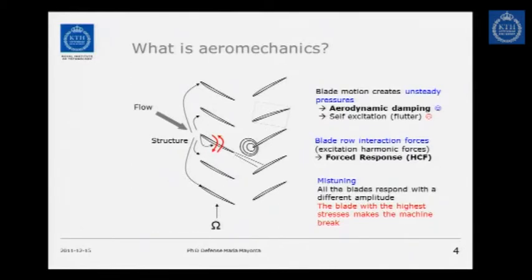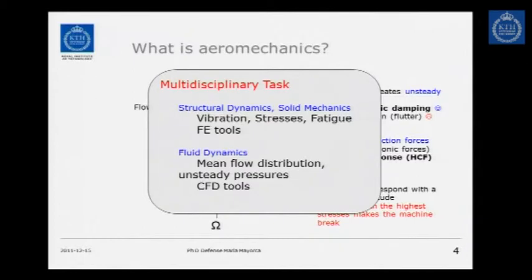So as you see, this is a very multidisciplinary task, which involves structural dynamics, solid mechanics, where we see the vibration, stresses, the fatigue, the material fatigue, and then we usually have the use of finite element tools there.